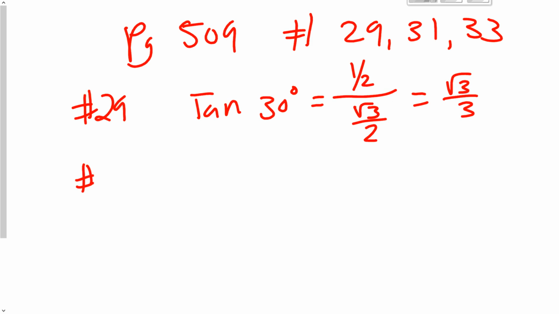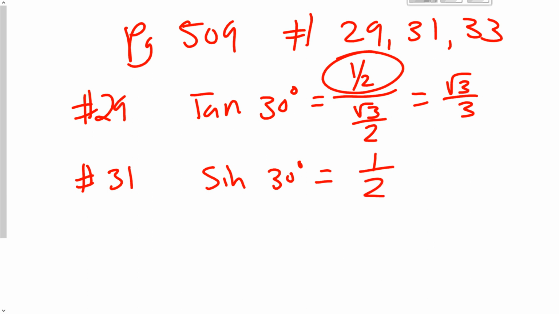Okay, number 31. You're looking at sine of 30. Again, just look at your chart. We already know this from the last one. It's 1/2. They probably should have switched those around, should have probably done 31 first. Now 33.